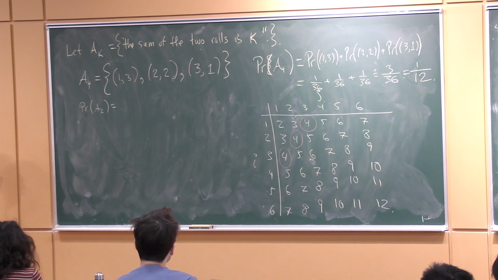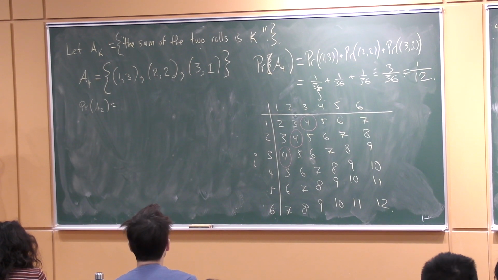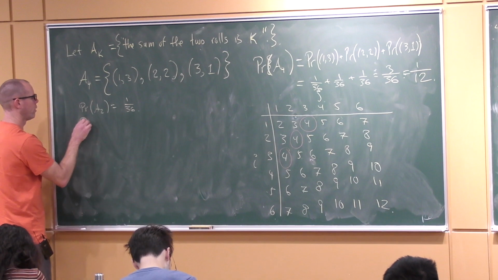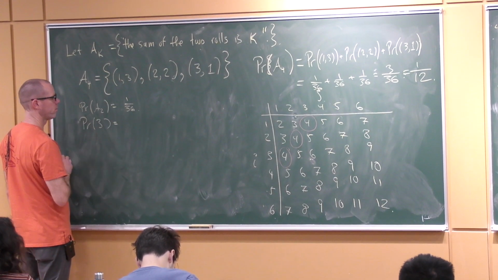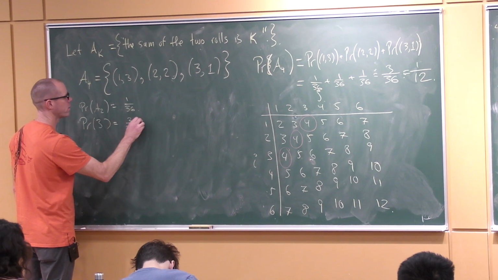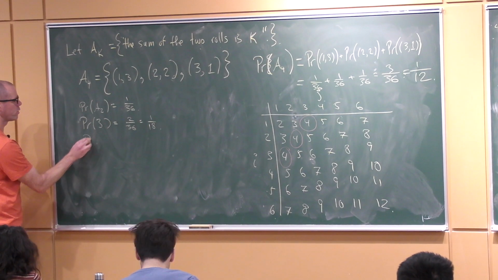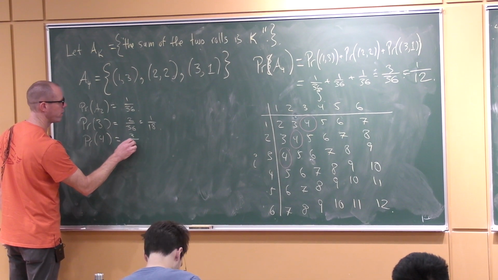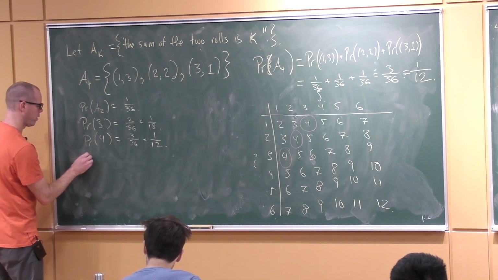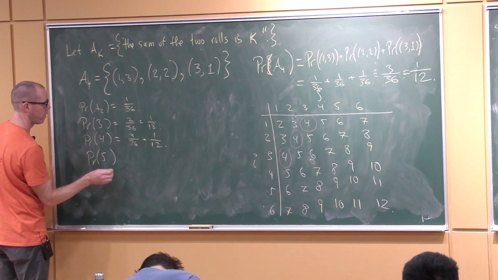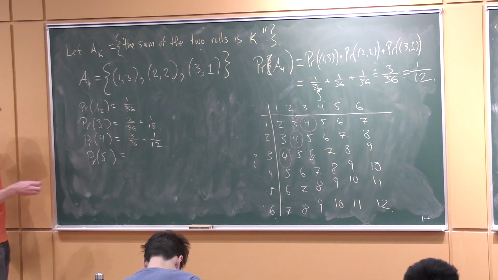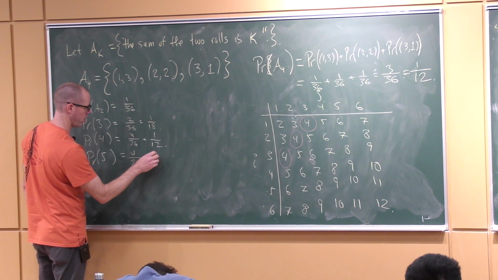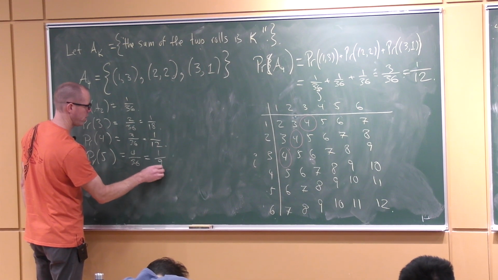So what's the probability of A2, the probability that I roll a 2? 1 out of 36. The probability that I roll a 3? 2 out of 36, or 1 out of 18, so that's twice as likely as a 2. 4 we saw was 3 out of 36, or a 12th. 5 is going to be 4 out of 36, which is a 9th.